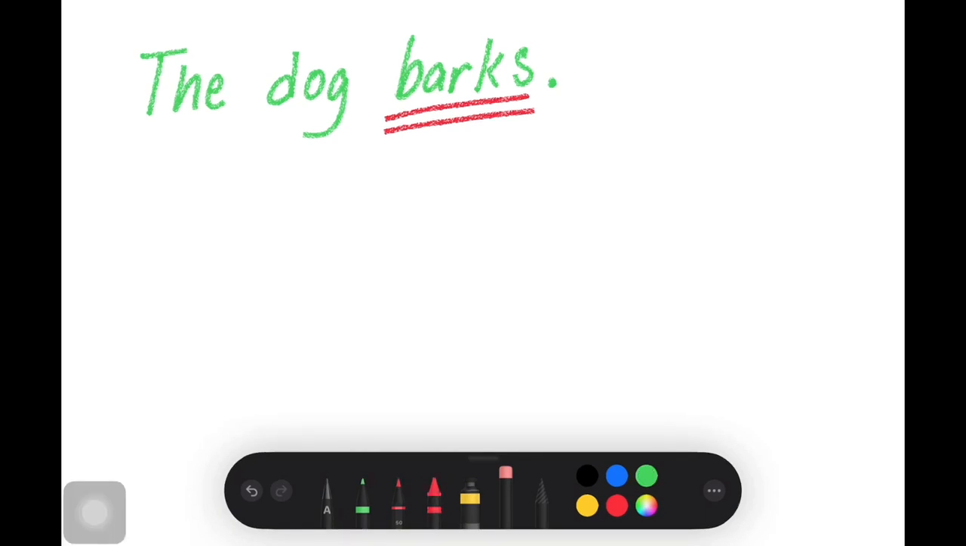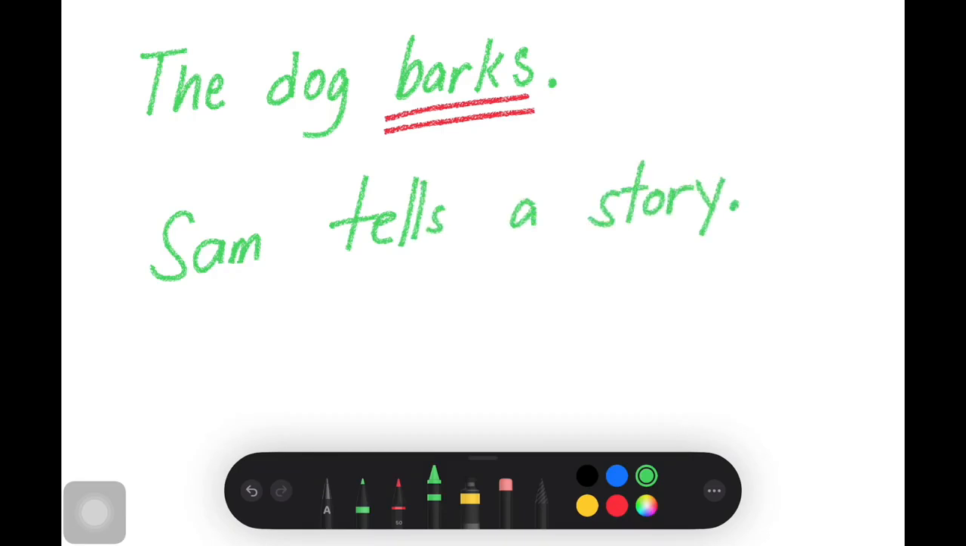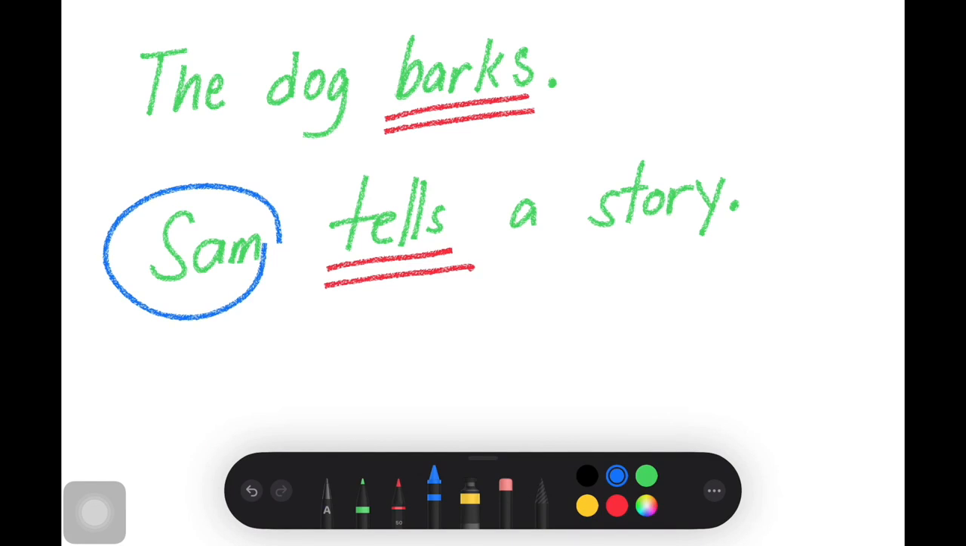Another sentence is Sam tells a story. In this sentence, what word do you think is the action verb? It's tells, right? So Sam tells a story. What is the subject doing? The subject here is Sam. So what is the subject doing? She's telling a story, or Sam tells a story, right? So tells is our action verb.